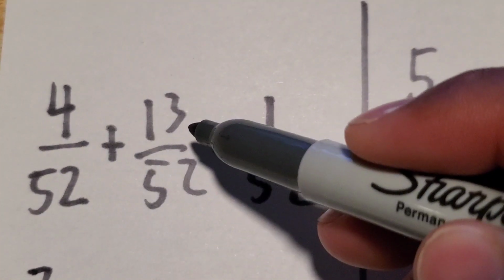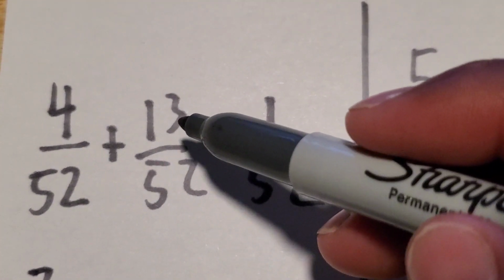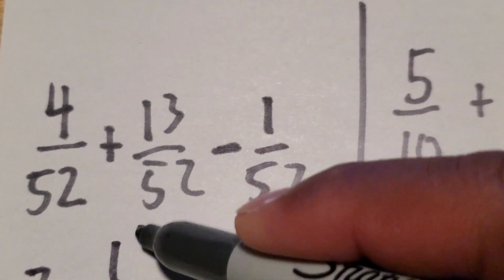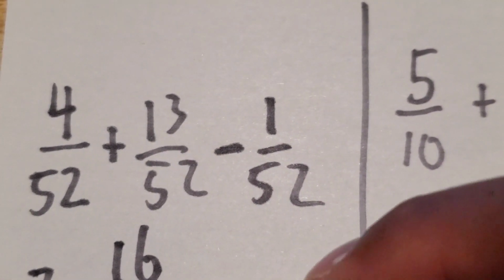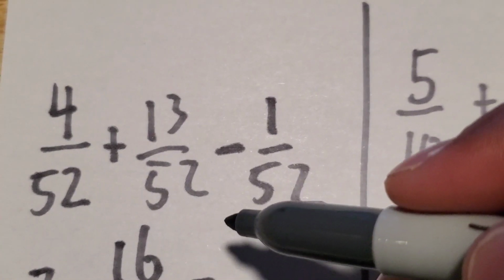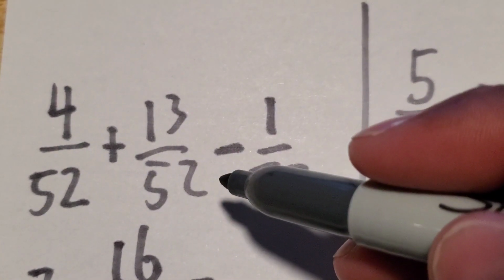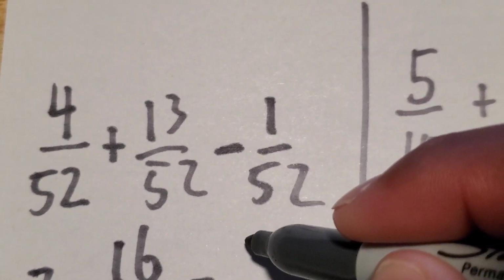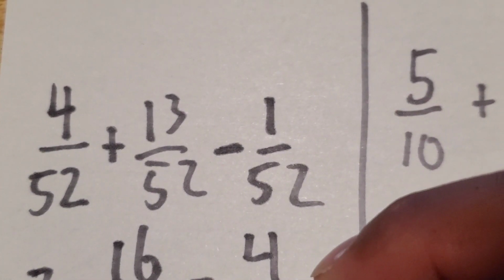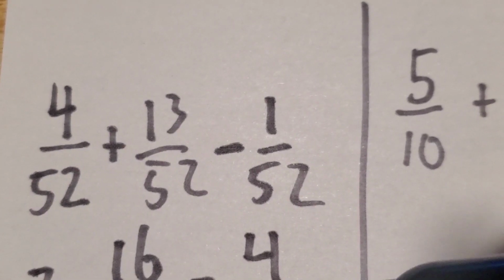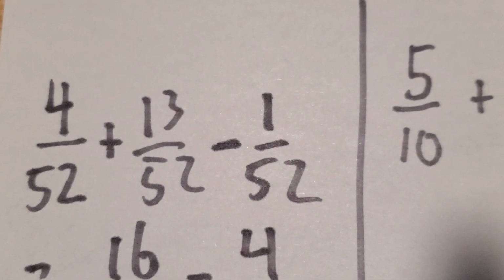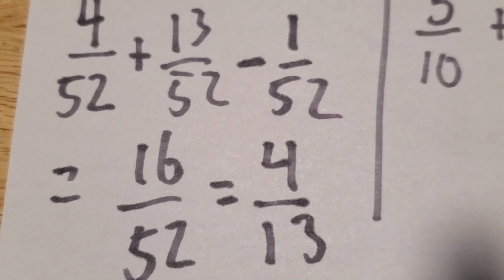which will give us 4 plus 13 gives us 17, minus 1 gives us 16 over 52, which simplifies to 4 over 13, because 4 goes into 16 4 times, and 4 goes into 52 13 times. And that would be our answer.